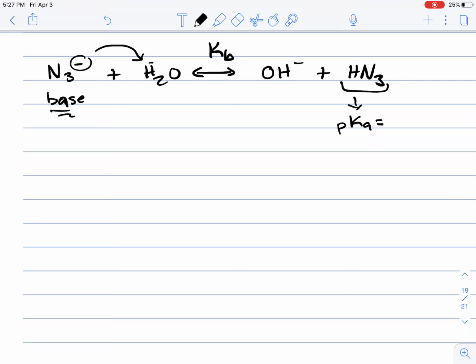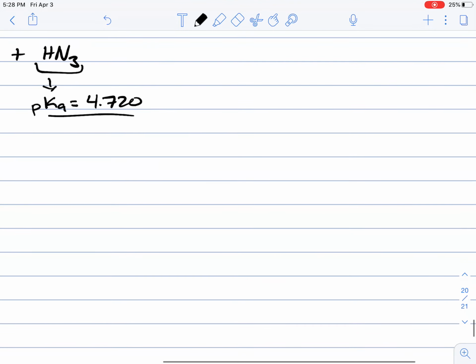And so they're telling me that the pKa of HN3 is going to be 4.720. And so I cannot use this value as is. I have to convert it to Kb. To perform this conversion, I'm going to take pKa and convert it to Ka, and then from Ka, I'm going to convert it to Kb.